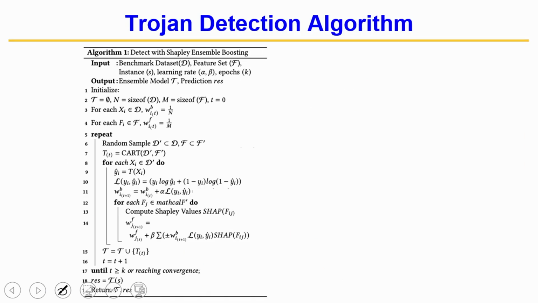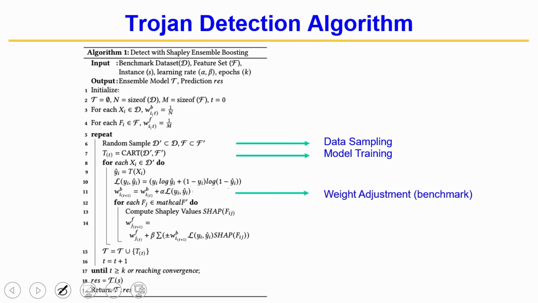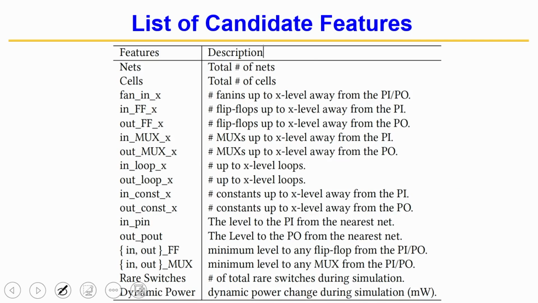Now, here is the detailed algorithm. I am not going to bore you with the algorithm, but I want to say it has all the portions of a typical machine learning algorithm: data sampling, training, weight adjustment and features, then ensemble prediction. Let me show you pictorially. Before I do that, I wanted to show you the features.